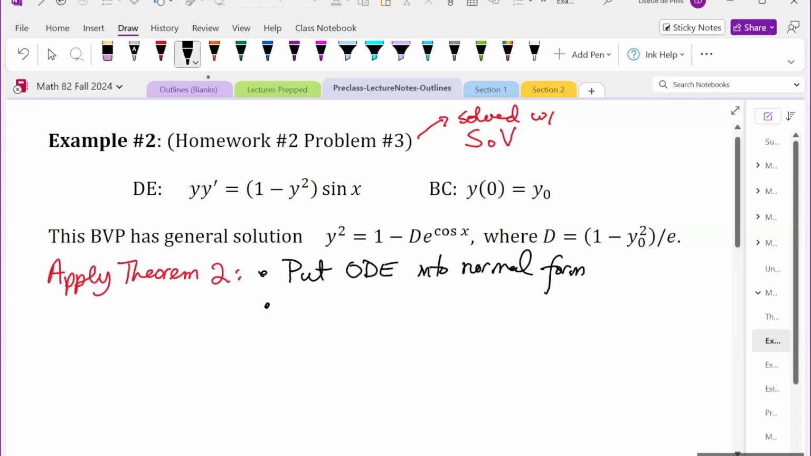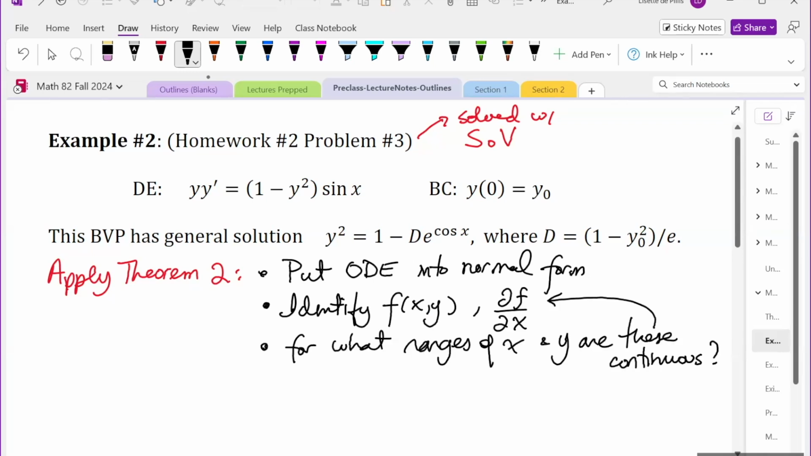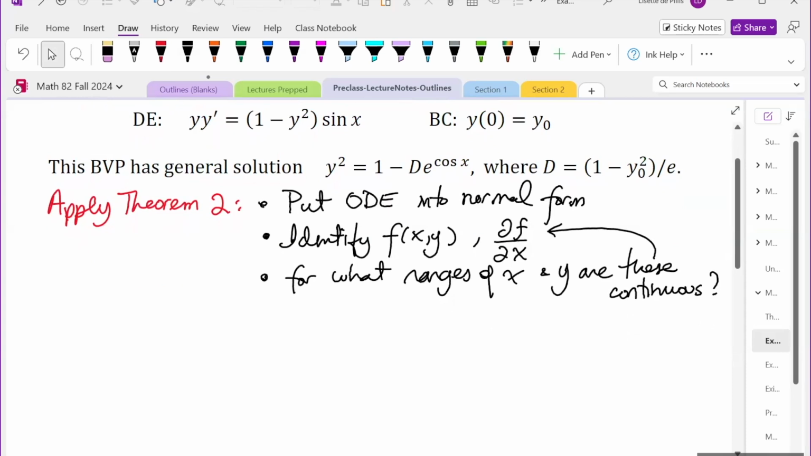We are going to have to identify, once it's in normal form, what the function f and its partial derivative are. And then finally, we need to decide in what regions of x and y those functions are continuous. So why don't you pause the video for a second and decide for yourself what the answer is, and then come back.